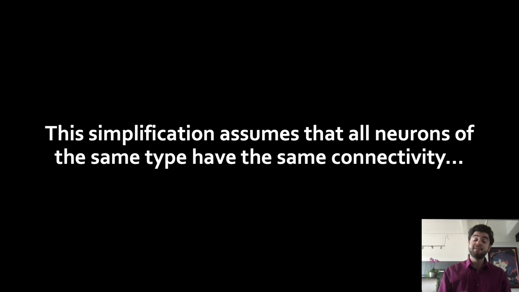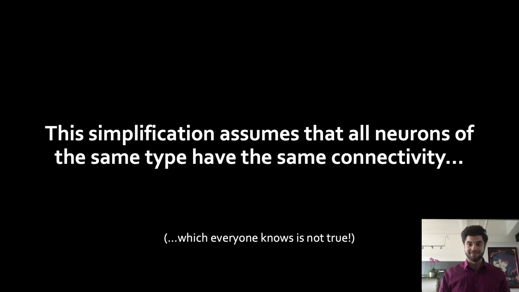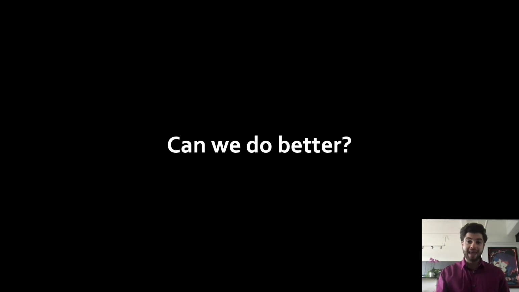But this makes a pretty serious assumption. Many of these models imagine that all neurons of the same cell type have the same connectivity behavior. And it's not controversial to say that we know that's not true. It's just a convenient model because the brain is so complex. But can we do better if we use other streams of knowledge?